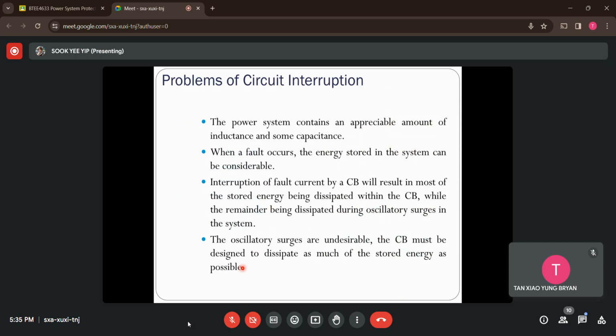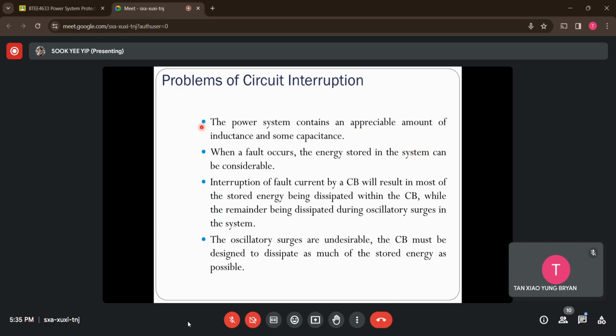So what is the problem faced if we have circuit interruption? So which means that during the time the breakers operates, open up its contact, we want to interrupt the circuit, right? There might be some problems occurs causing these breakers unable to isolate the fault from the system. So now let's check out the first bullet point here.